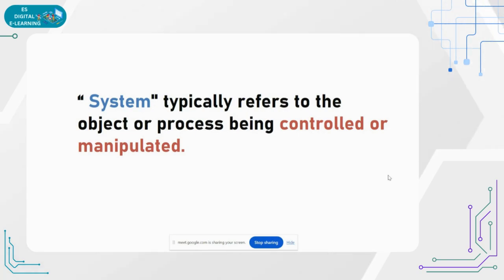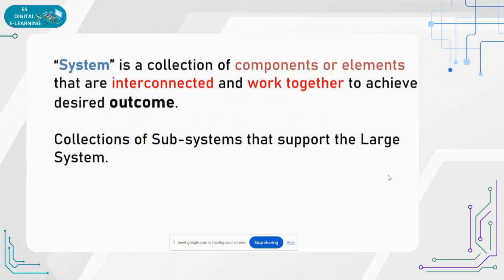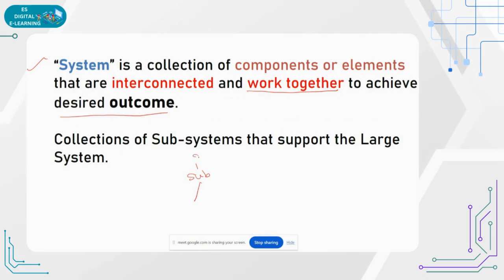So that is a system, and a system is a collection of components. This is the definition you need to remember. If someone asks you what a system is, a system is a collection of components or elements that are interconnected and work together to achieve a desired outcome. And a system can be divided into subsystems. Okay. So whatever systems there are, right?